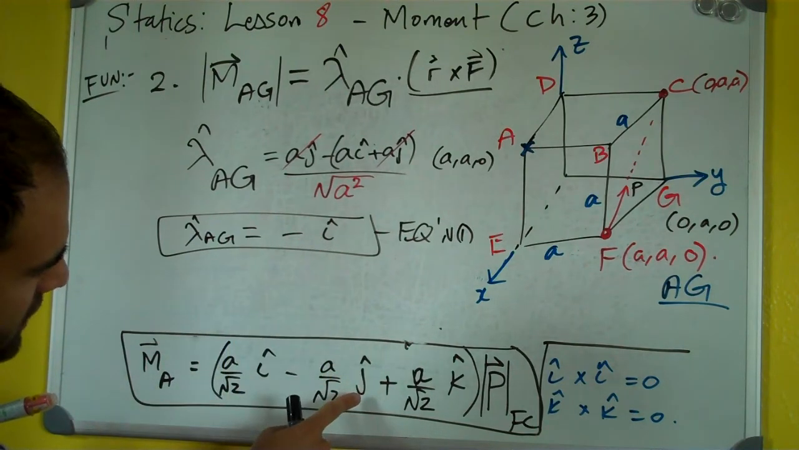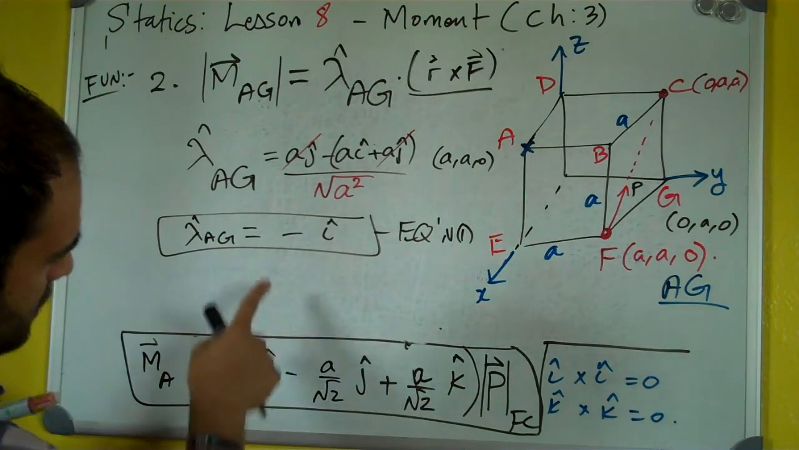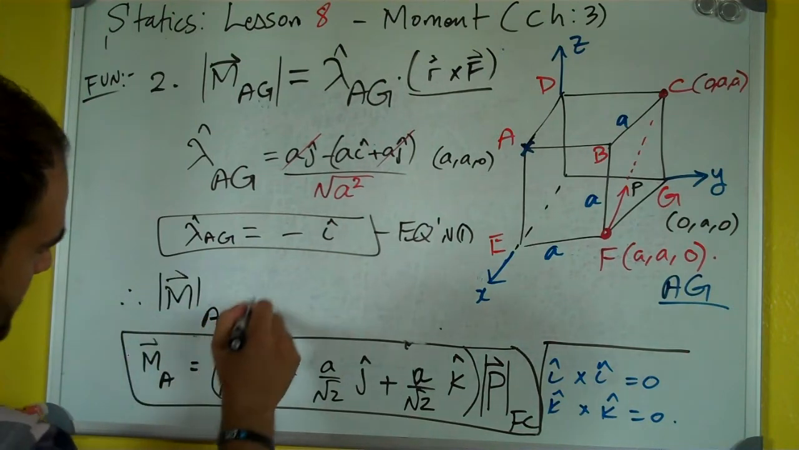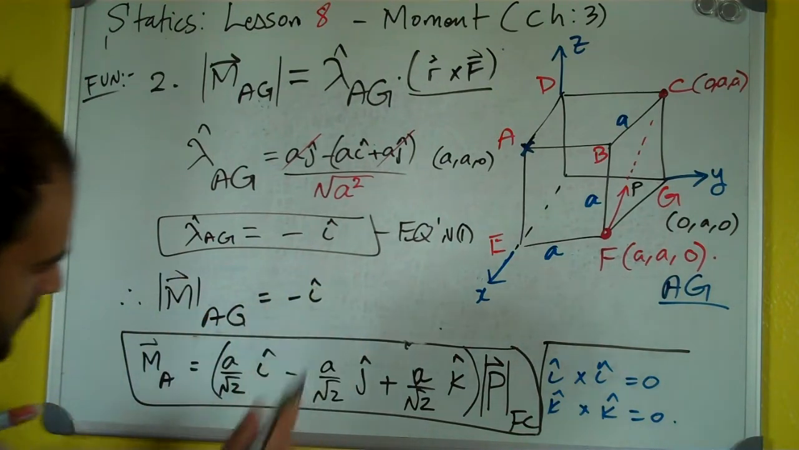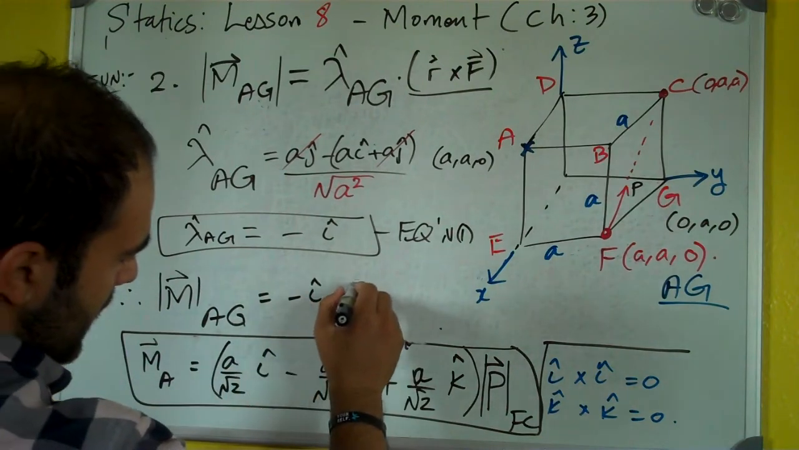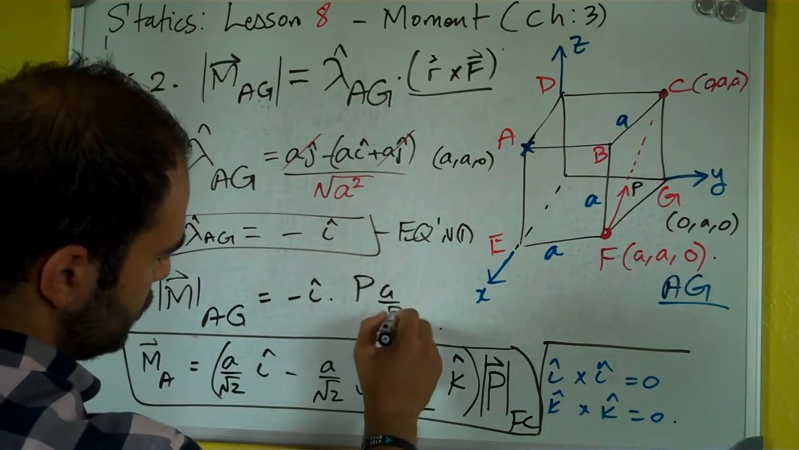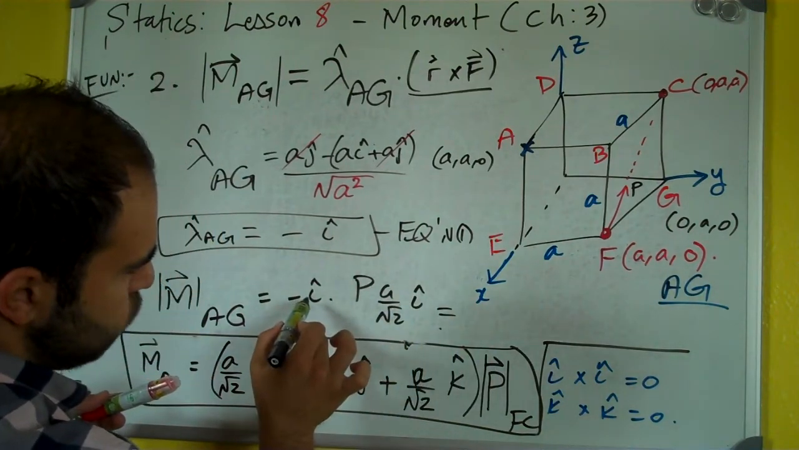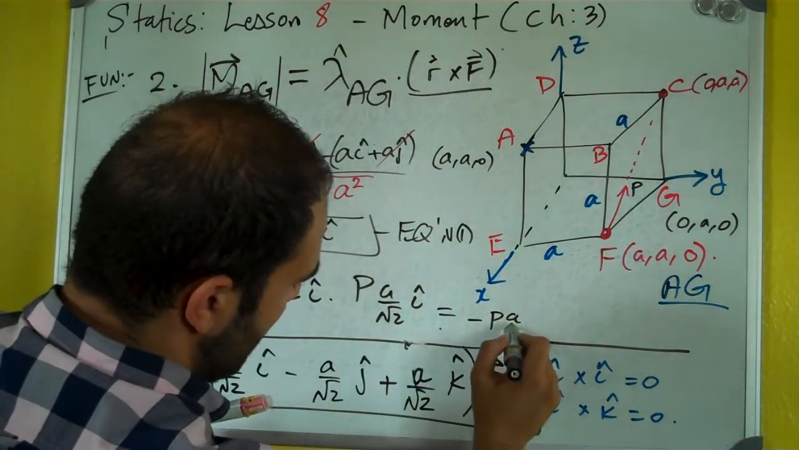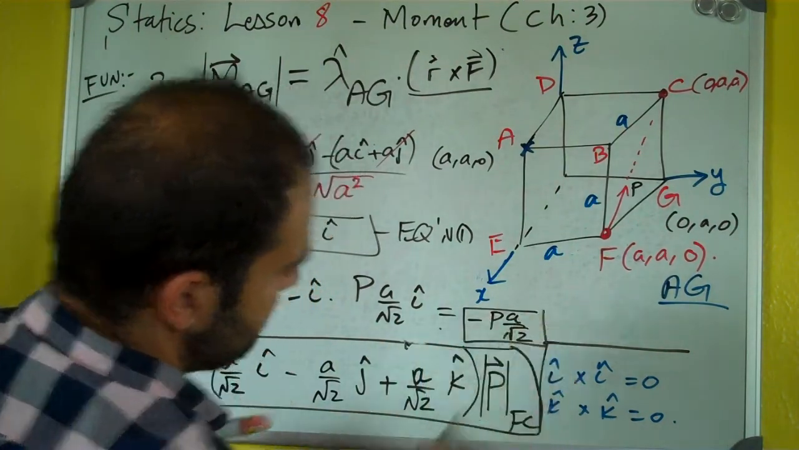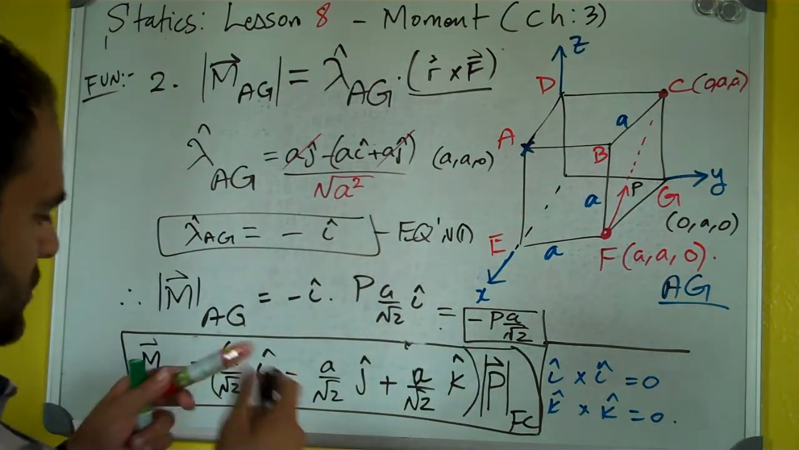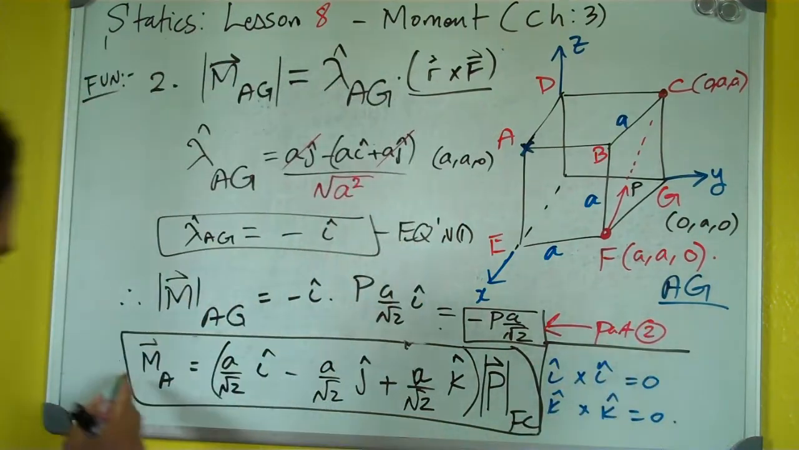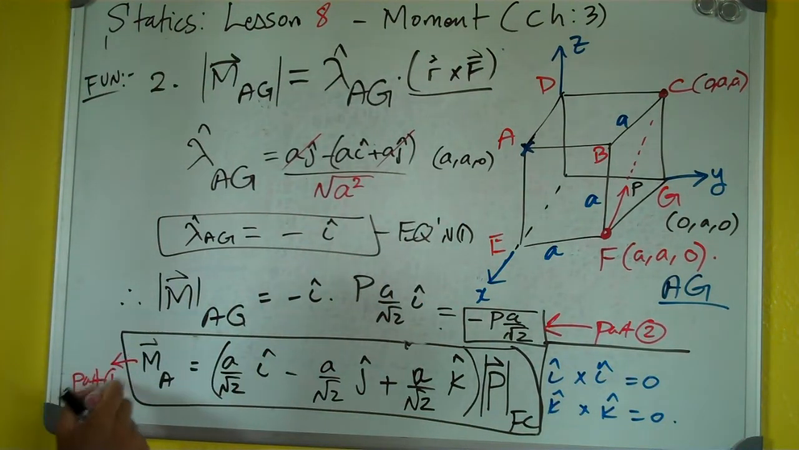Dot product between i and j, 0. i and k, 0. So this only. So your moment about AG is going to be negative i dotted with PA over root 2 i. So that's going to just give you the scalar because i dot i is 1. So negative PA over root 2. So that is your second requirement, part 2. And this is part 1.